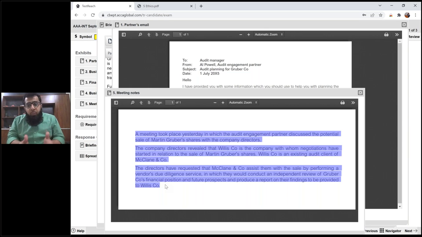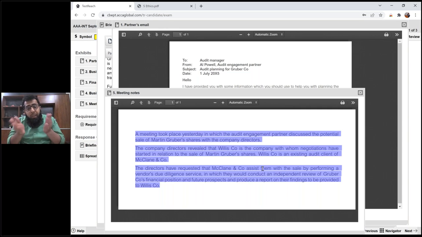Now, what Gruber Company wants from us is that we prepare a due diligence report. Okay. The directors have requested that McLean and Company assist them with the sale by performing a vendor's due diligence service in which they would conduct an independent review of Gruber Company's financial position.